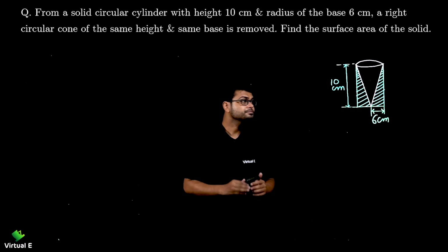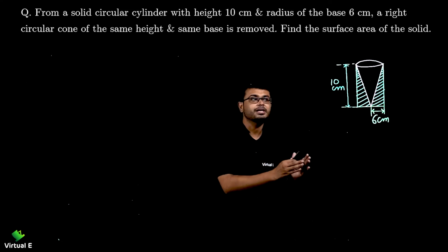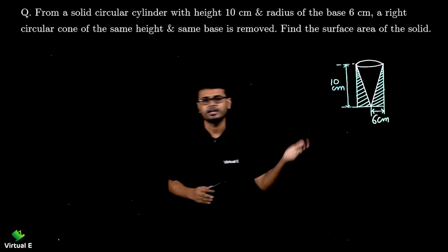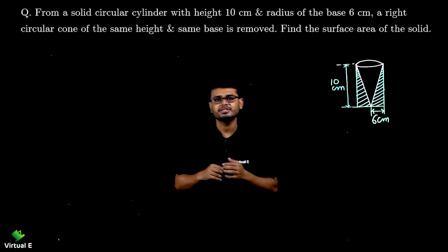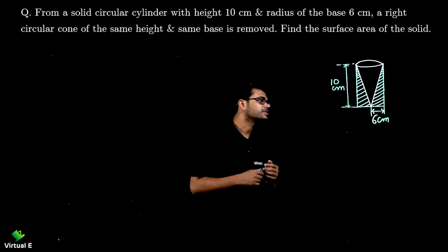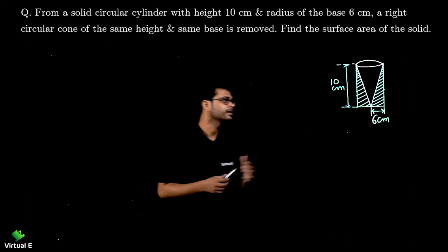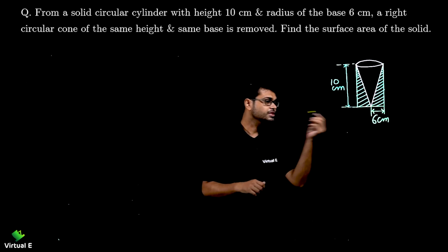It's very simple. Now we need to start with one shape, right? We'll take only one shape at a time. We'll find the surface area, then we'll find the surface area of the other one, then we'll add them. Simple. So how shall we start? Shall we start with the cone or shall we start with the cylinder? Let's start with the cylinder. It's okay, nothing to worry, you can start with the cone as well. Let's start with the cylinder first.